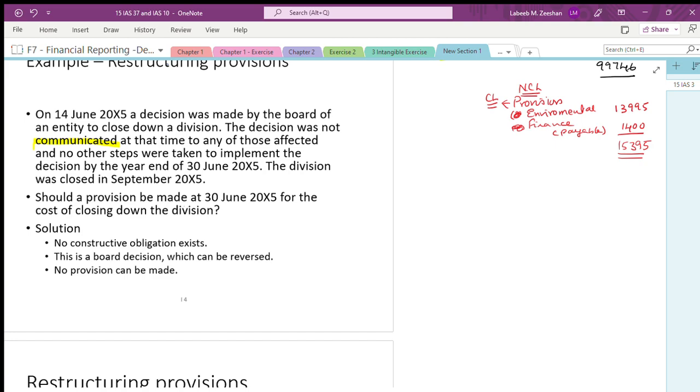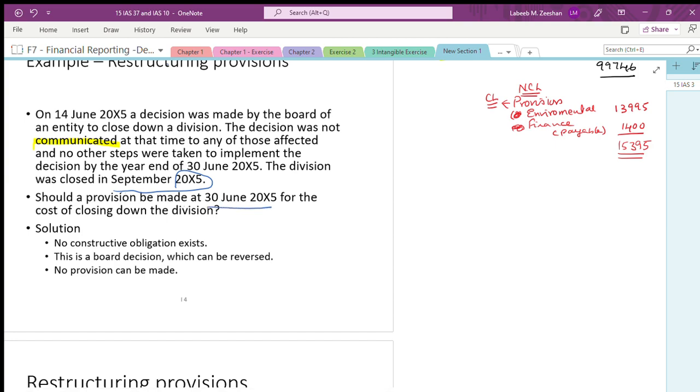They say that at the time, no steps were taken to implement that decision by the year end. No other steps were taken. The division was closed in 2005. Should the provision be made?